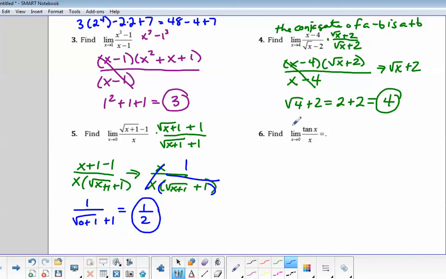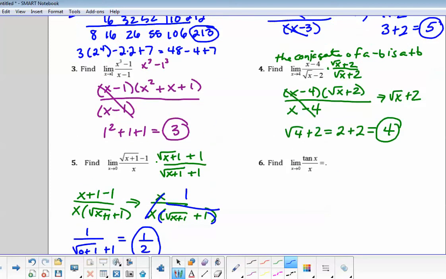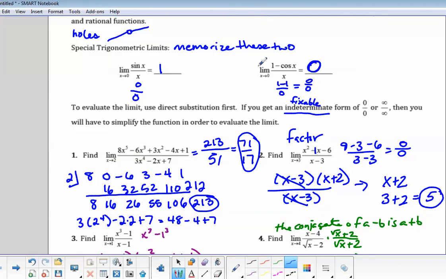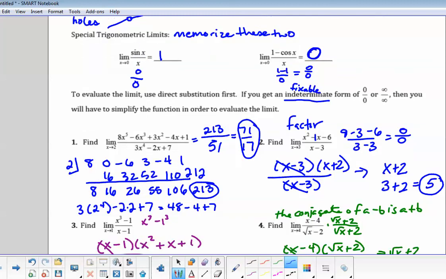All right, number 6 is an interesting one. If you want to challenge yourself, pause the video and take a look back at the first examples here and here, and think about how can you change what we have to include one of these expressions.